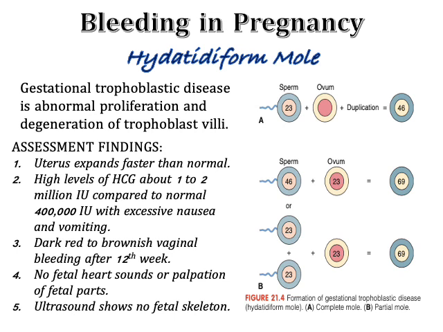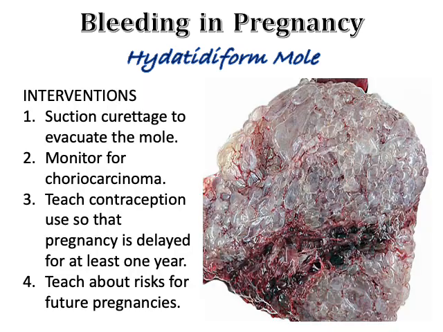Alright? Dark red to brownish vaginal bleeding after the 12th week. Because the proliferation of trophoblast is already happening. No fetal heart sounds or palpation of fetal parts. Why? Because only trophoblast is growing. Who is the inner mass that should also grow? The embryoblast, the fetus. So it disappears. That's why on ultrasound, there is no fetal skeleton. Okay?